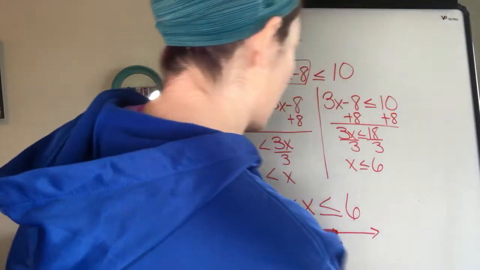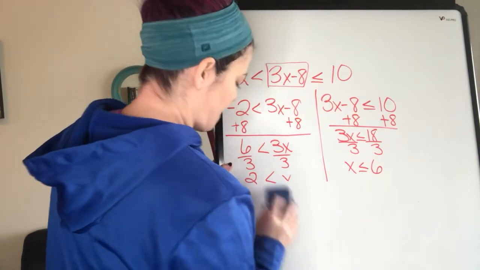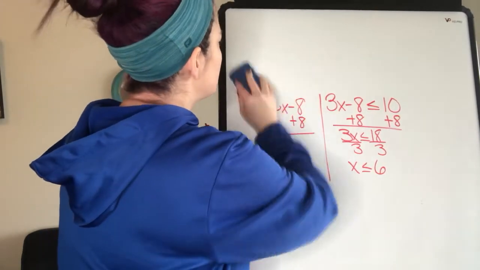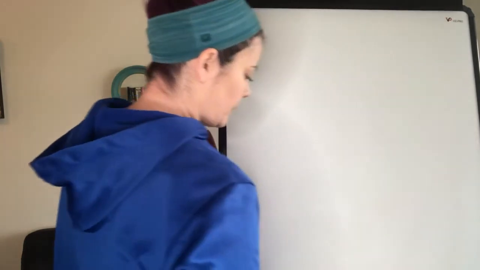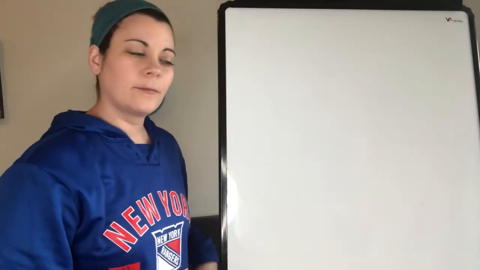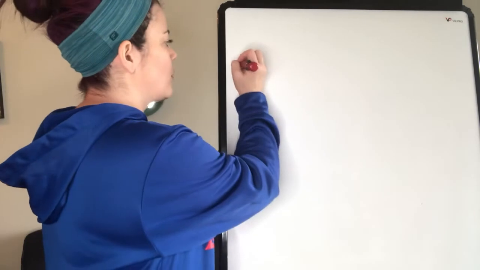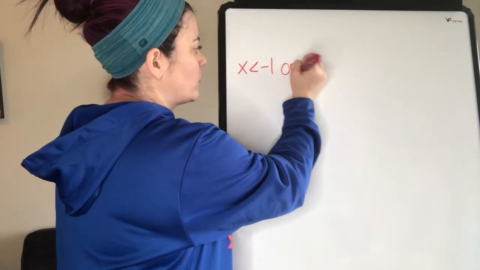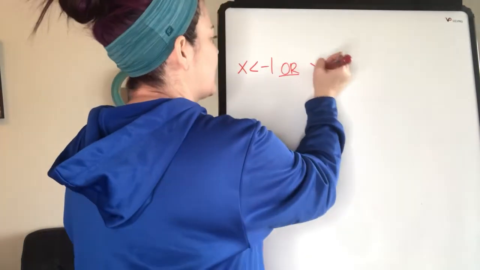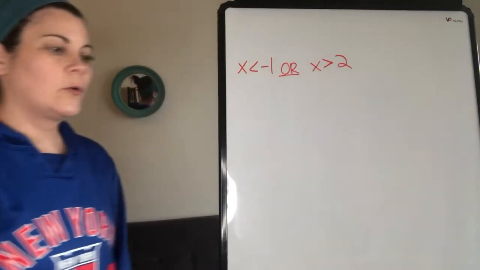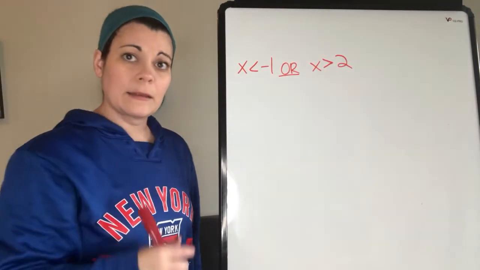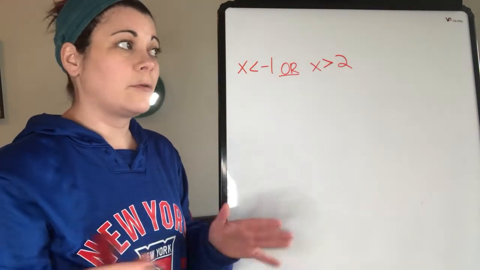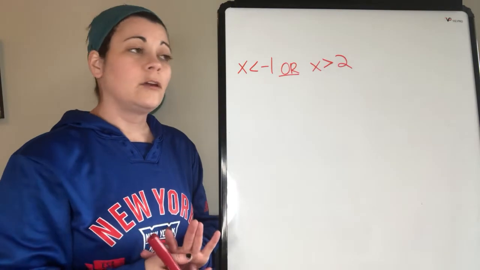Now let's talk about or. Let's talk about the or ones. For an or inequality, you're going to have two inequalities written. X is less than -1, or, and you'll have the word or, X is greater than 2. When you look at this, you want to graph them on the same number line, and you graph them both.